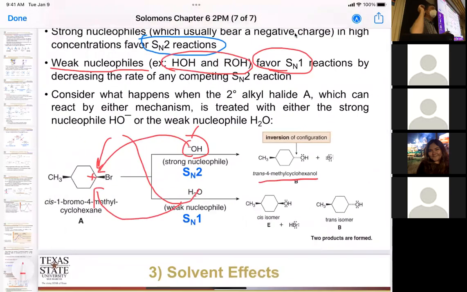Strong nucleophiles are fast, so they're going to favor SN2. They don't have to wait for that carbocation to form. Weak nucleophiles are slow. They have to wait for the carbocation to form, and then they react rapidly.